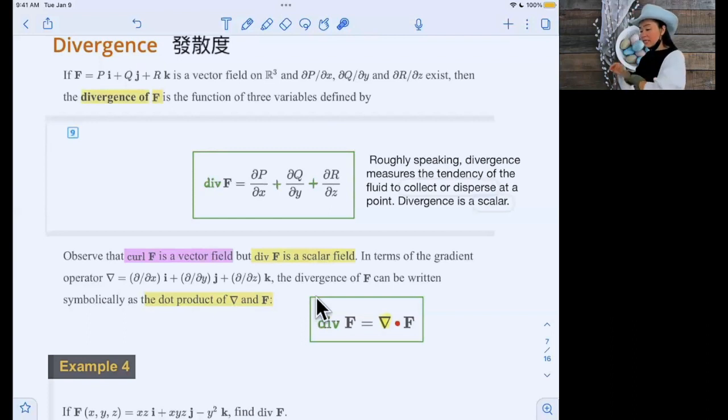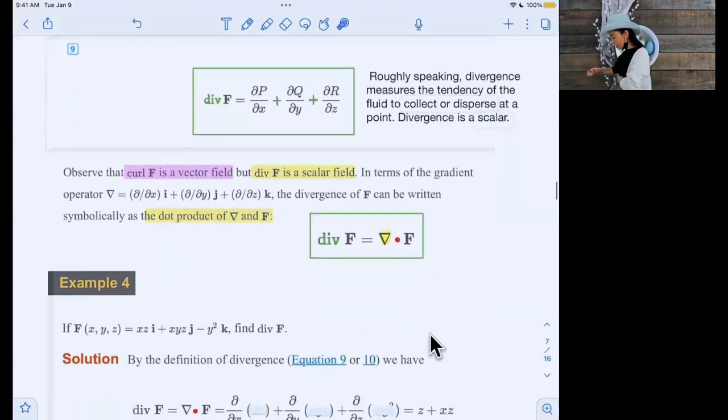Now, in terms of the gradient operator, or the del, the divergence of F can be written symbolically as the dot product of del with F. Do you remember last time for curl, how was it defined? What was the product between del and F for curl at that time? It was a cross product. And here, the divergence is the dot product. So that's something interesting to remember.